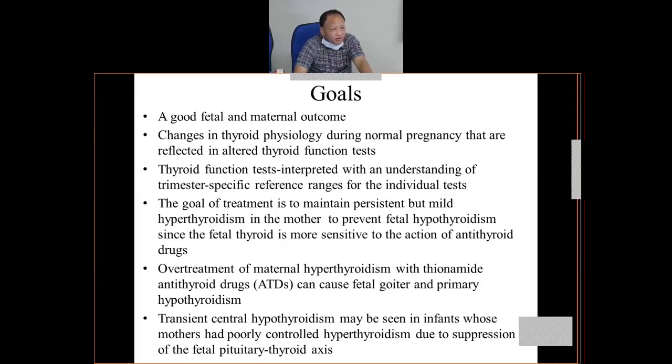Overtreatment of maternal hyperthyroidism with thionamides can cause fetal goiter and primary hypothyroidism. You have to keep that in mind. Transient central hypothyroidism may be seen in infants whose mother had poorly controlled hyperthyroidism, due to suppression of the fetal pituitary-thyroid axis.